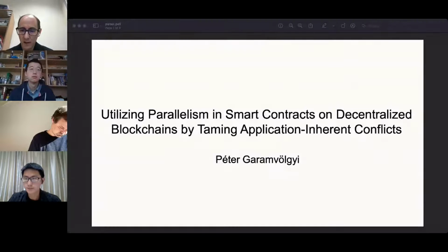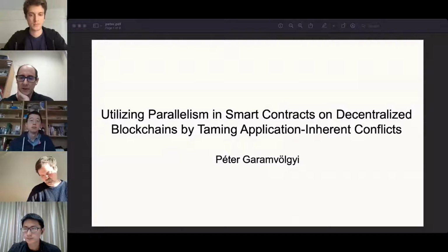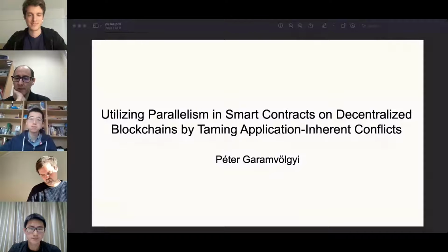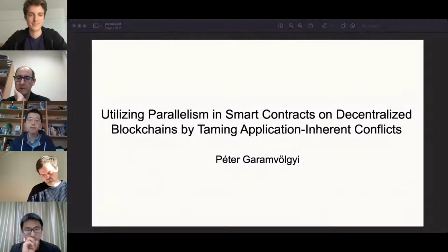Okay, so now we can move to the last paper again. That's a technical track paper, and it's going to be presented by Peter Garam-Vogli. And the title of the paper is Utilizing Parallelism in Smart Contracts on Decentralized Blockchain by Taming Application Inherent Conflicts.